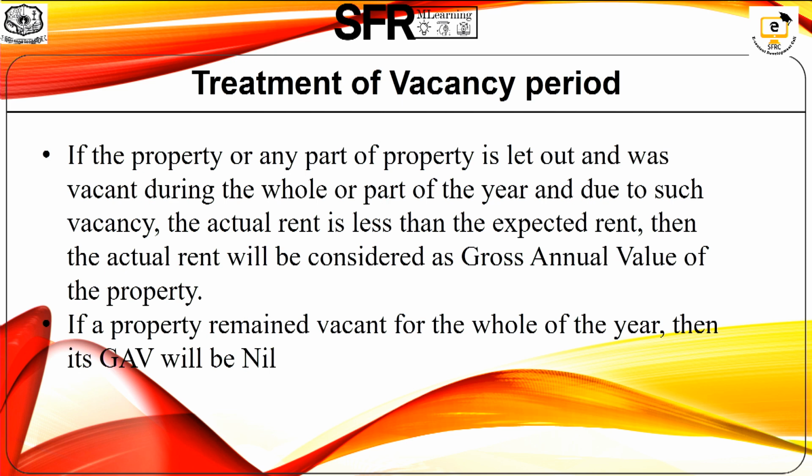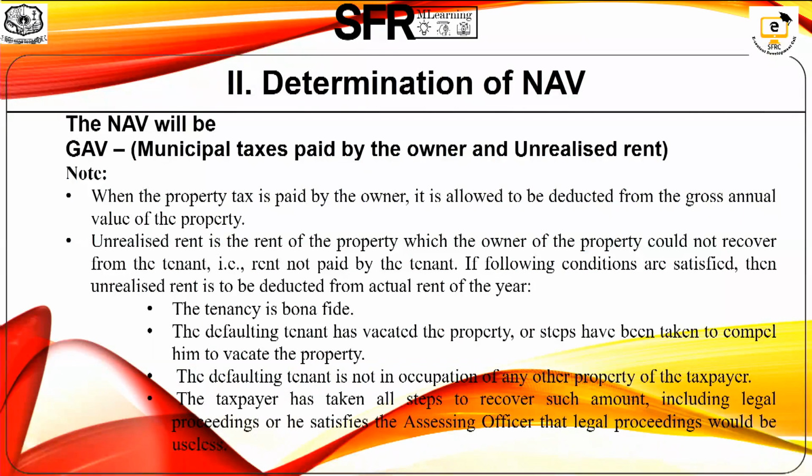Suppose there is a vacancy period for any part of the year or for the whole of the year and the actual rent is less than the expected rent, then in such a case the actual rent will be treated as the gross annual value. Suppose the house remained vacant for the whole of the year, then the gross annual value of the property will be taken as nil.